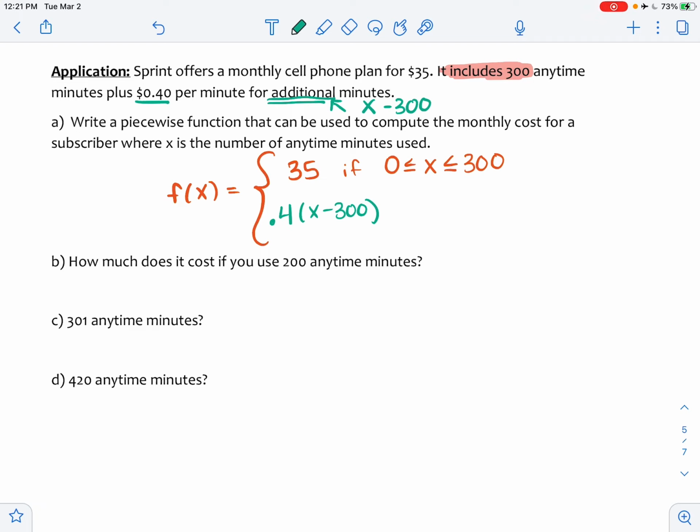Okay, plus you still have to pay the $35 base fee. So plus 35. This equation is for all minutes over 300. So if x is greater than 300.